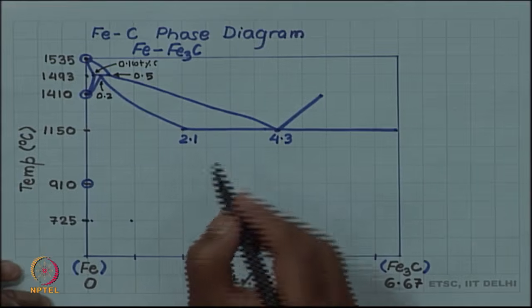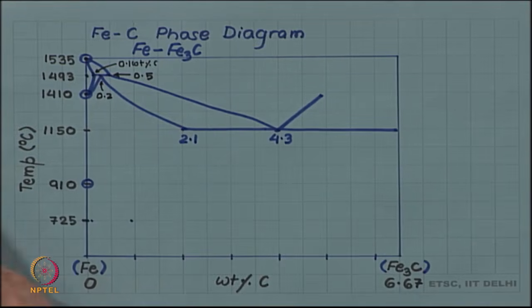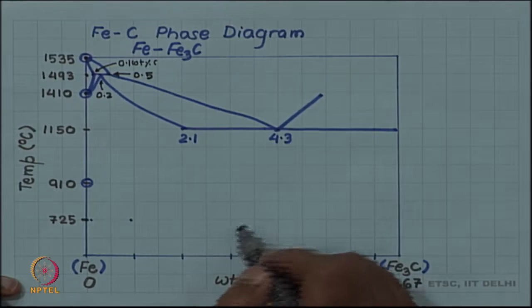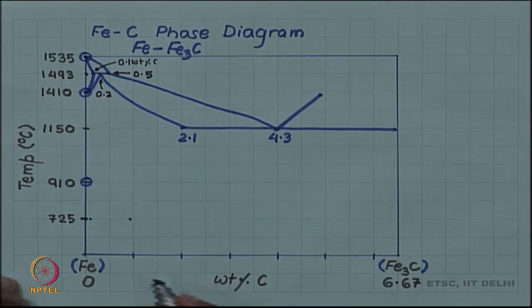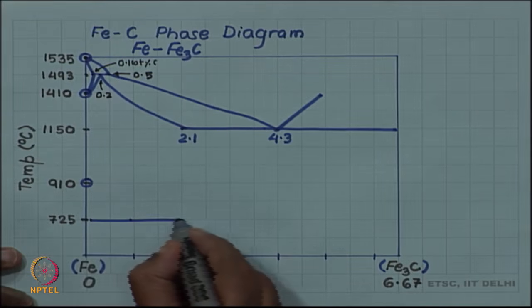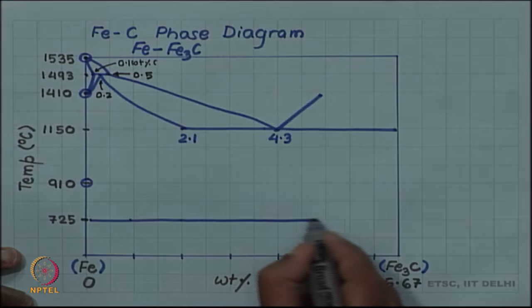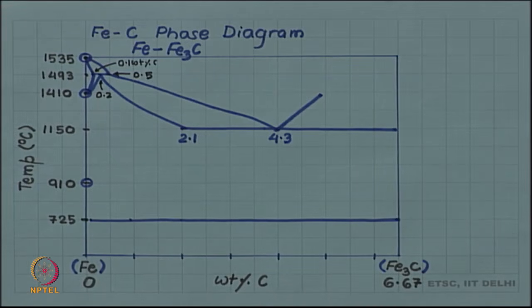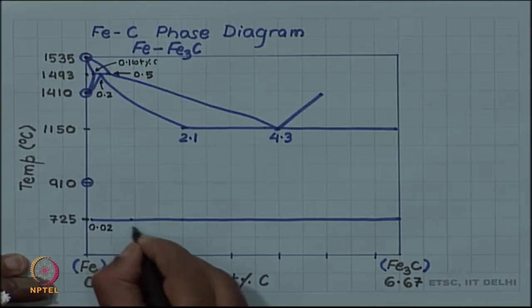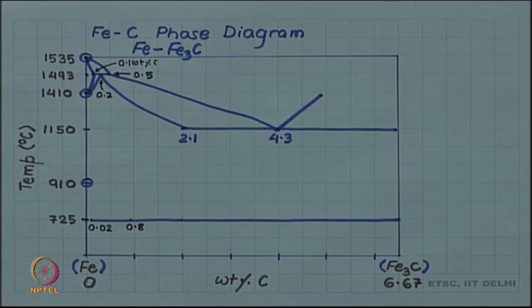Then we have the next invariant reaction at 1150 degrees Celsius, which is shown there, and finally, we have an invariant reaction at 725, which has another horizontal line running here. Its end compositions, the left hand composition is very close to pure iron, 0.02, then this is 0.8 and it goes all the way up to 6.67.